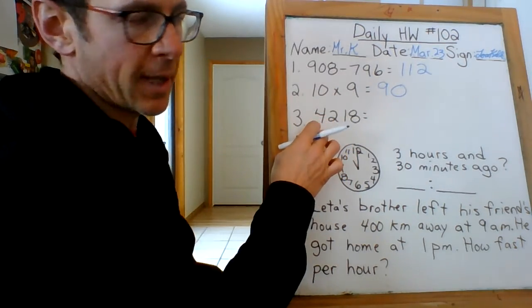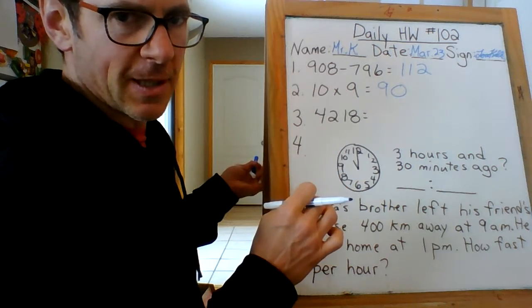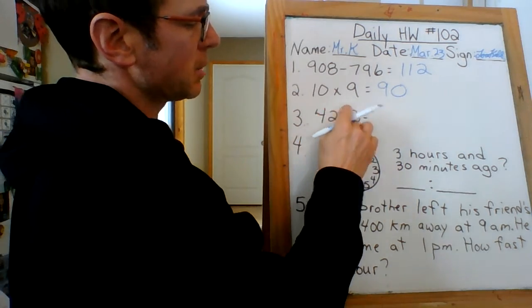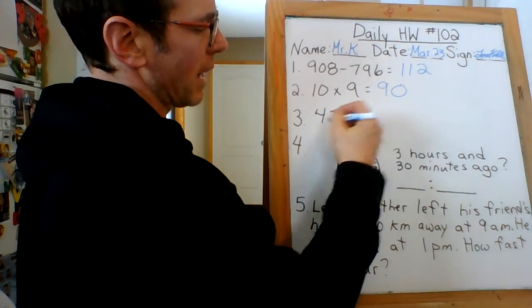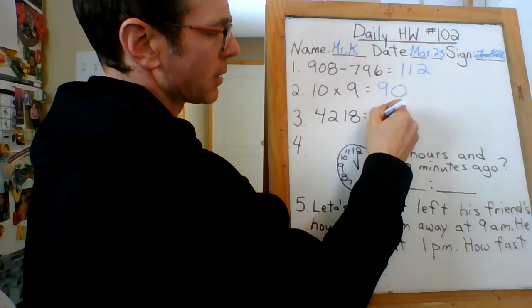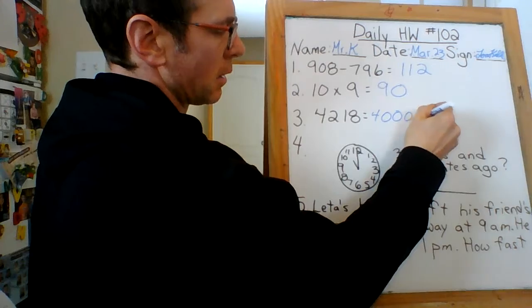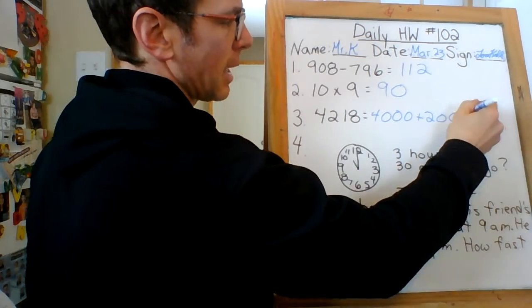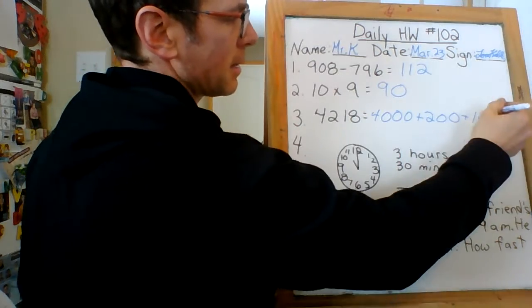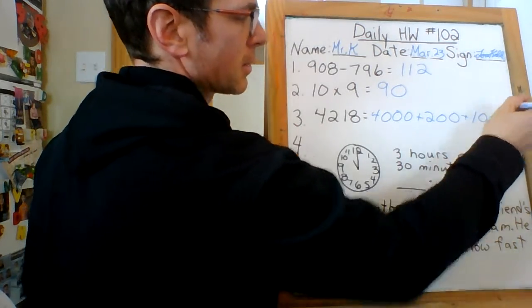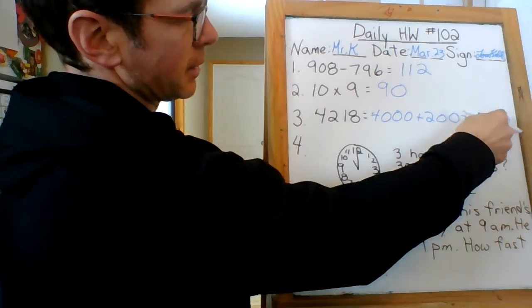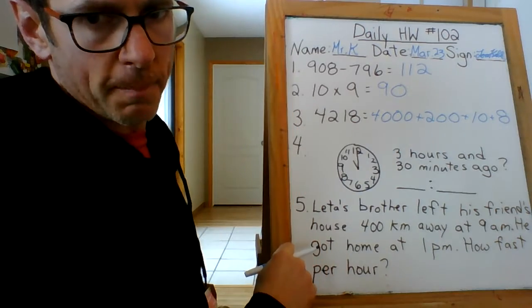4,218, I asked you guys to put that in expanded form. That's kind of what we just did on the other side of the board, right? I'm looking at each of my digits and finding what's the actual value. So the 4 is worth 4,000. The 2 is worth 200. The 1 is worth 10. And the 8 is worth 8. So that's what we have. 4,000, 200, 10, and 8 is expanded form.